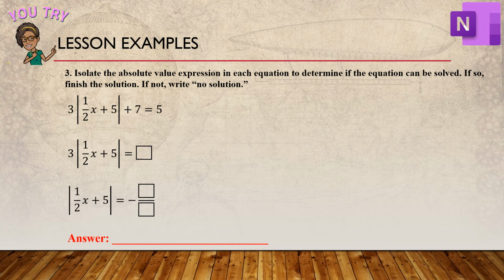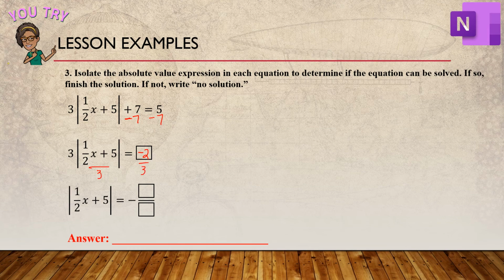So again, we are working this out like we normally work it out by isolating the absolute value expression. We would have to subtract 7 on both sides. And when we subtract 7 on both sides, we get 3 times the absolute value of 1/2 x plus 5, and that's going to be equal to 5 minus 7, which gives me a negative 2. Right then and there, that tells me we might have no solution because the absolute value is equal to a negative. But let's first divide both sides by 3.